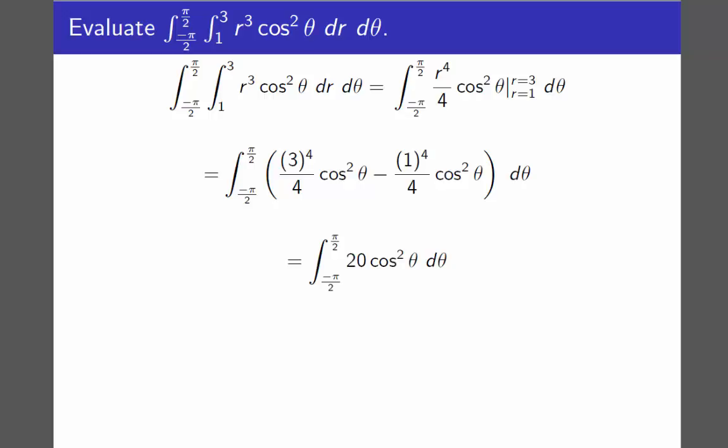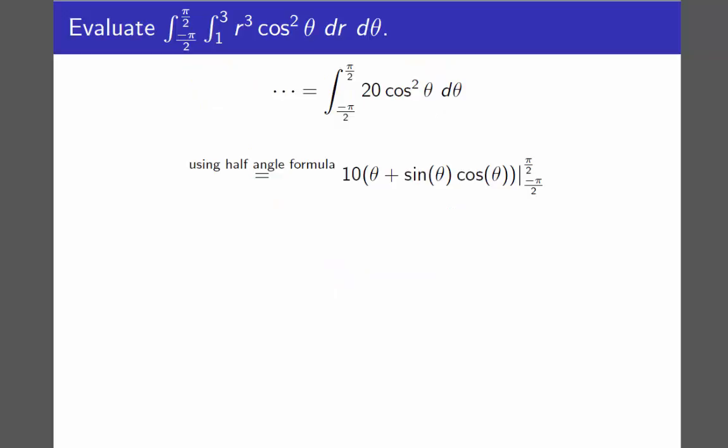So after some simple arithmetic, we come down to the integral from negative pi over 2 to pi over 2 of 20 times cosine squared theta d theta. Now, using a half angle formula from precalculus, we get the solution of 10 times theta plus sine theta times cosine theta, which still needs to be evaluated from negative pi over 2 to pi over 2, giving us a final answer of 10 pi.